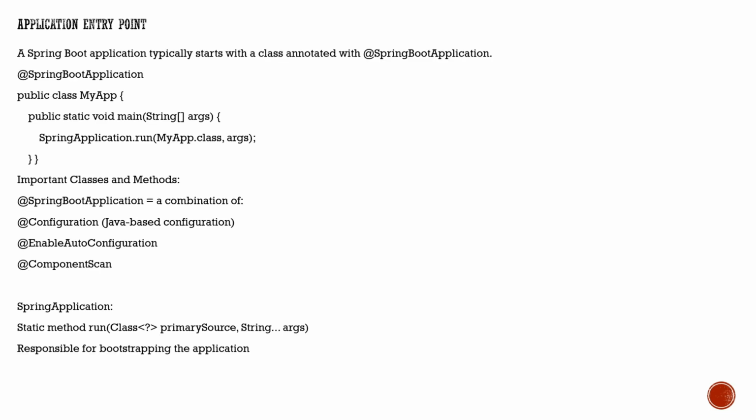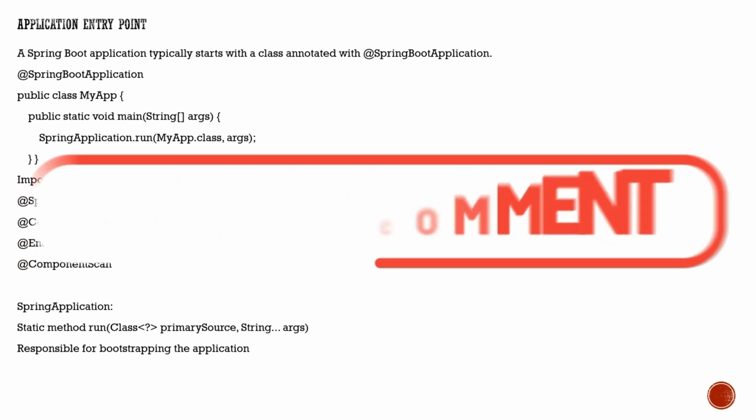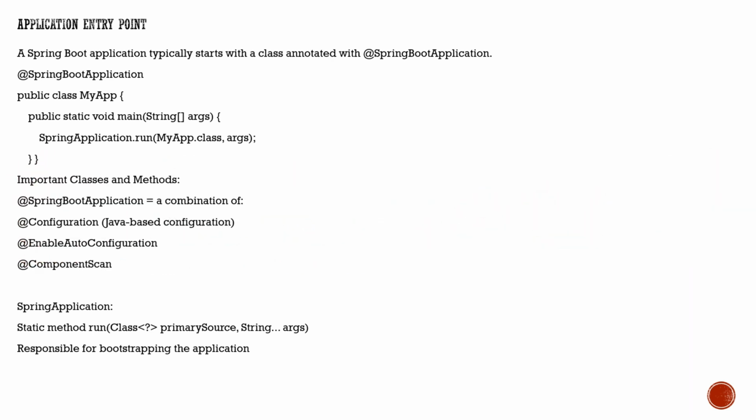Now, if your application gets started, when you're trying to run it, we have a Spring Boot application which is annotated with @SpringBootApplication. We have a main method where we have a SpringApplication.run method, which is going to take that particular class name along with the arguments. Now, important classes and methods.